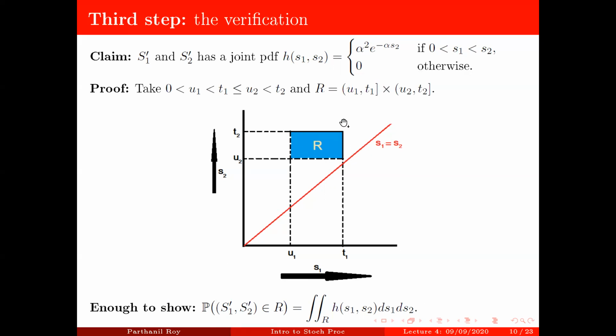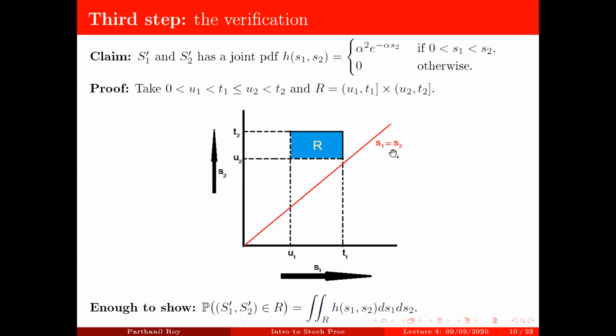So you take any rectangle. The rectangle is U1 comma T1 cross U2 comma T2. So here you take S1 between U1 T1 and S2 between U2 T2. You get this rectangle. Note that we are not allowing U1 and U2 here. So in other words, in this rectangle, these two sides are not there. These two sides are there.